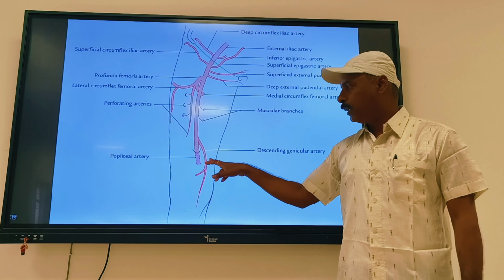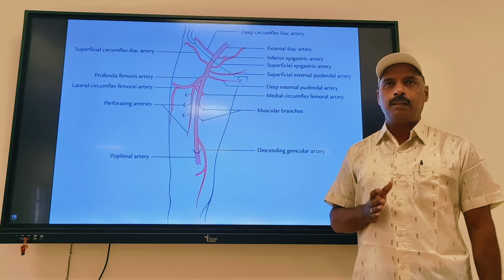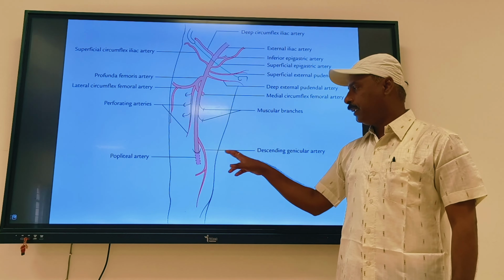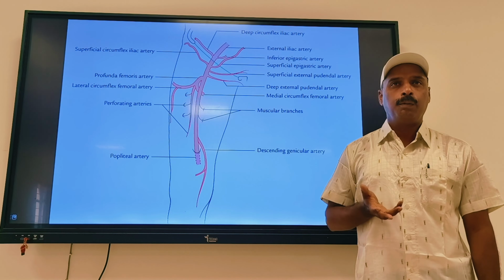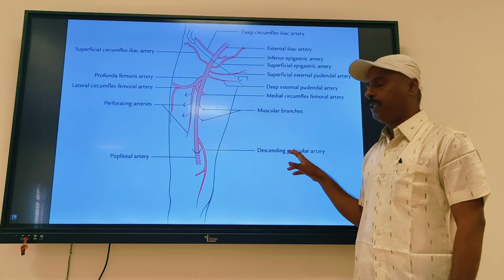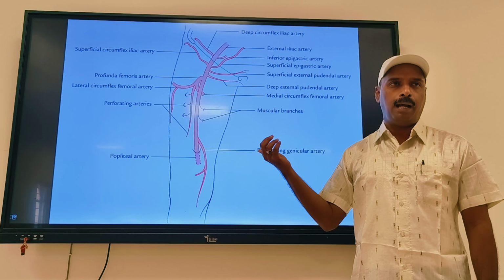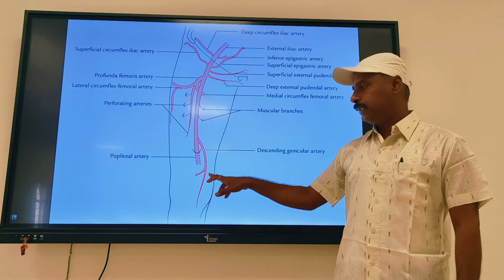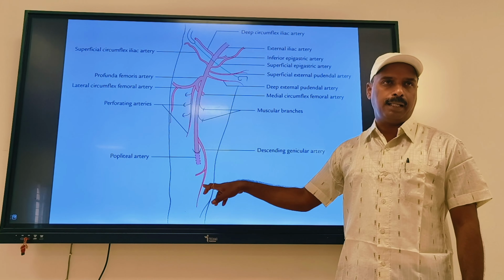One artery which we come across in the contents of the adductor canal, and I have specifically told in the discussion of the adductor canal, the last branch of the femoral artery is the descending genicular artery. The question may be asked, which is the last branch of the femoral artery? You have to explain that the descending genicular artery is the last branch in the adductor canal given by the femoral artery. This descending genicular artery will divide into one muscular and one saphenous.